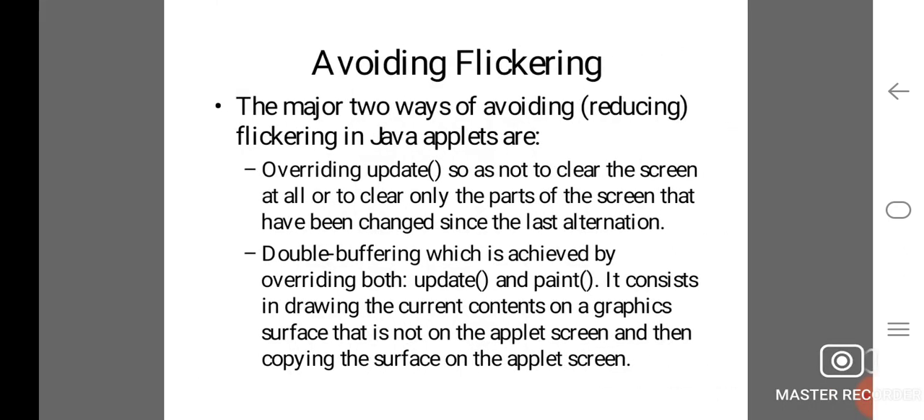Avoiding flickering. The two major ways of reducing flickering in Java applets are: overriding update, so as not to clear the screen at all, or to clear only the parts of the screen that have changed since the last alteration; and double buffering, which is achieved by overriding both update and paint. It consists in drawing the current contents on a graphic surface that is not on the applet screen and then copying the surface onto the applet screen.